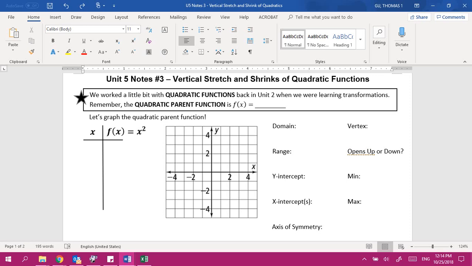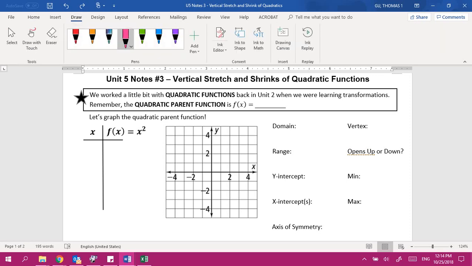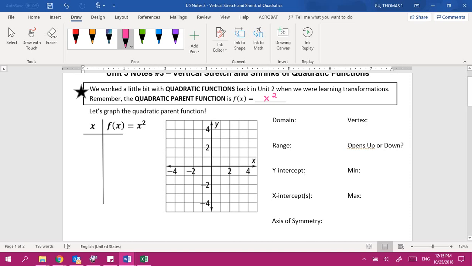So as you can see up here, it says we worked a little bit with quadratic functions back in Unit 2 when we were learning transformations. But we need to remember the quadratic parent function is f of x equals what? What is the quadratic parent function? X squared, that's right. F of x equals x squared, okay? And so we're going to graph the parent function because it is very important that you know the parent function. Everything we do with transformations, especially in this unit, you need to know the parent function.